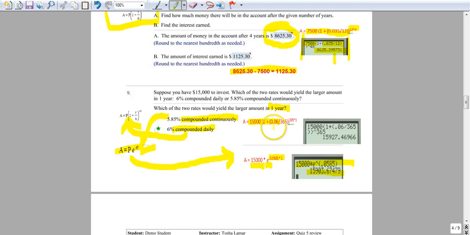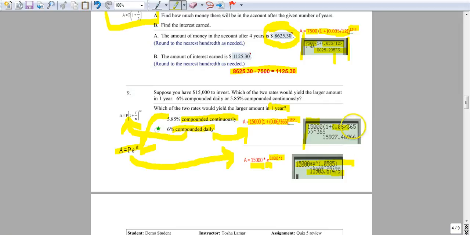Then when we do compounded daily, we're talking about this formula, and we've got P, which is 15,000, times 1 plus, the rate is 6%, so 0.06, over 365. Okay, it's compounded daily, so there are 365 days in a year, so n is the number of times it's compounded in a year, to the power of n times t, so 365 times 1 because it's 1 year. And then here's a screenshot of how to enter it into the calculator all at once.